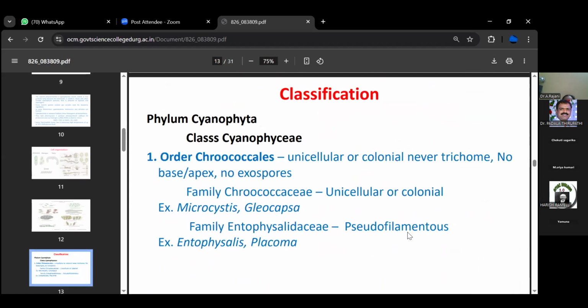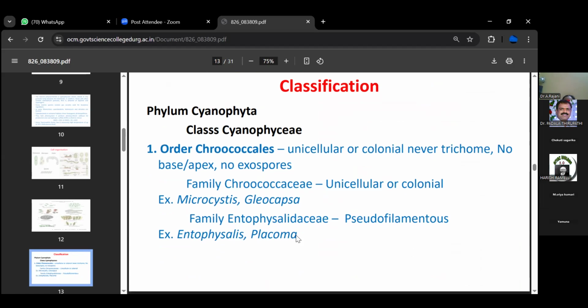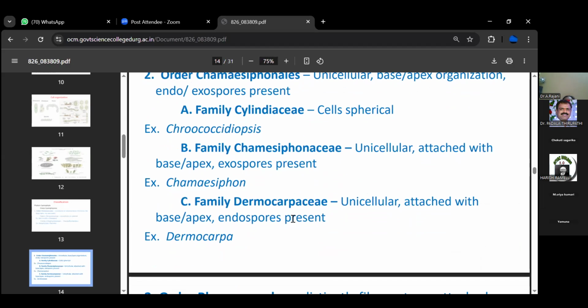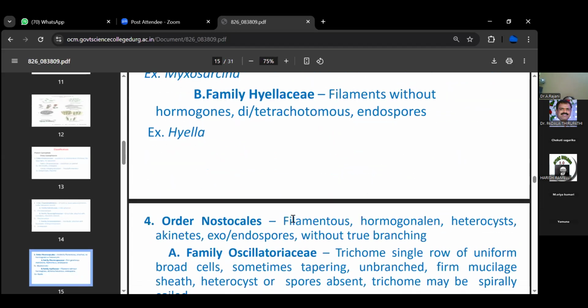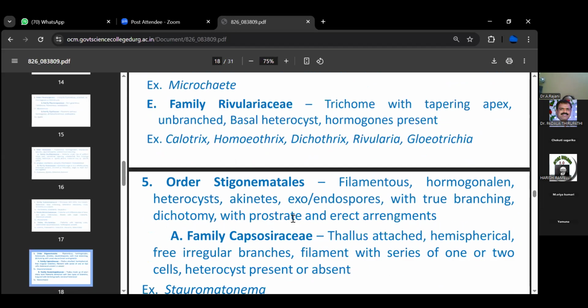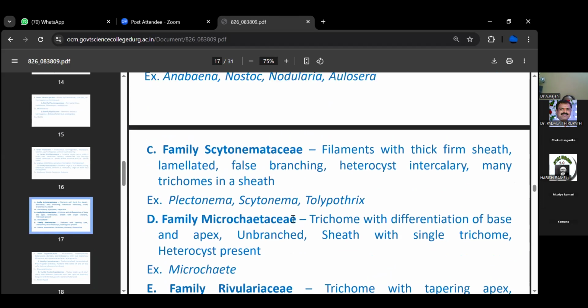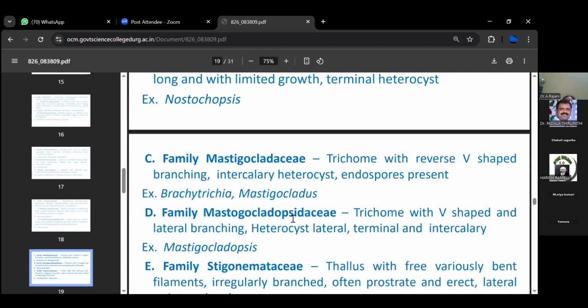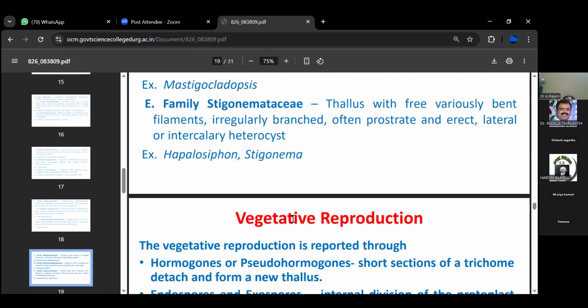Coming to the classification. This is the Cyanophyceae. Order is Chroococcales. The family Chroococcaceae. Family Entophysalidaceae and Entomorphia. Any of these is a phylum of the cyanobacteria. See, this is the total classification of the cyanobacteria. Now, here I will not explain a particular cyanobacterium. These are all species. Different species are there, no? In that, different species of the cyanobacteria classification.